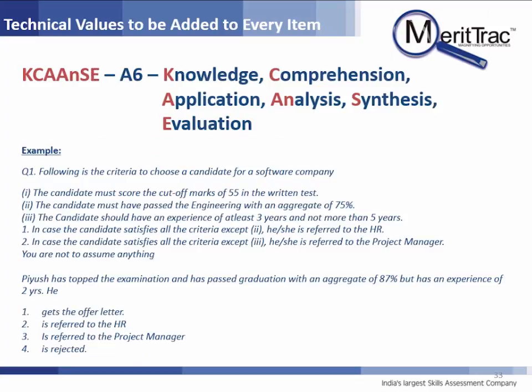We will come to the next slide. Here we have one example of cluster A6, where we will evaluate. If you go through this example, you will find that there are certain criteria to choose a candidate for a software company. The first criterion: the candidate must score the cutoff marks of 55 in the written test. Criterion 2: the candidate must have passed engineering with an aggregate of 75%. Third criterion: the candidate should have an experience of at least 3 years and not more than 5 years.